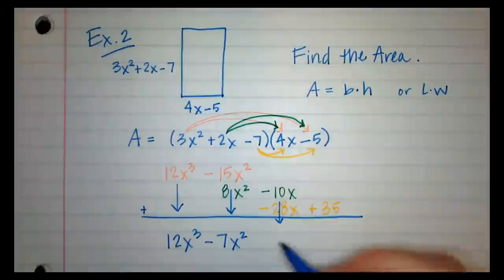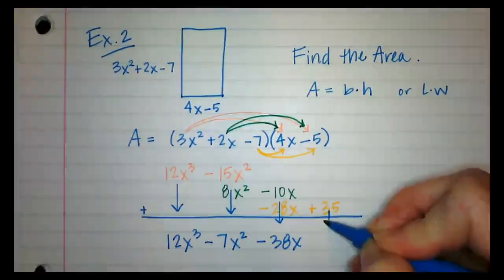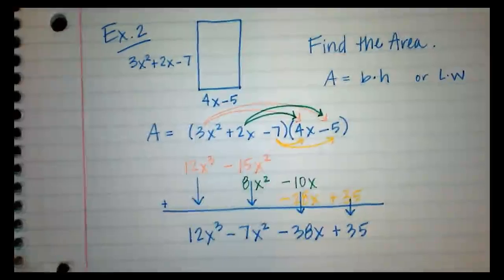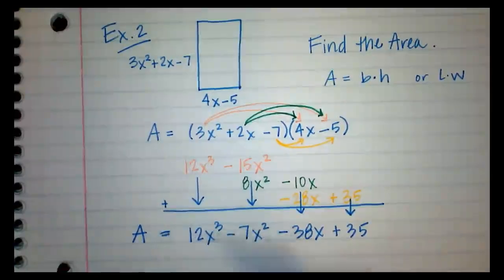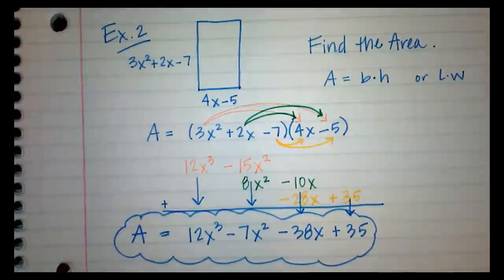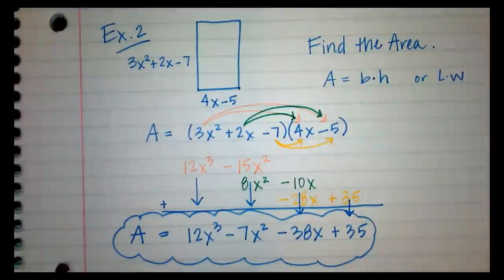When we put those two together, we'll get negative 38x. And then that one doesn't have a like term, so that's going to be plus 35. So the area of this rectangle is 12x cubed minus 7x squared minus 38x plus 35. All right, so that takes care of area.